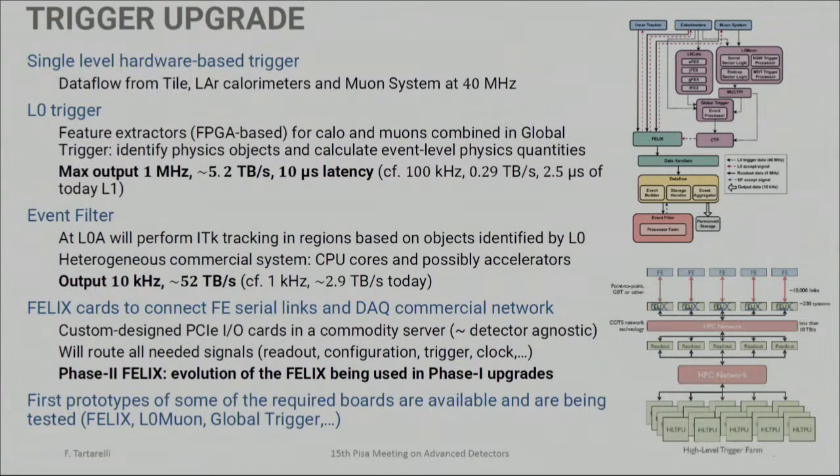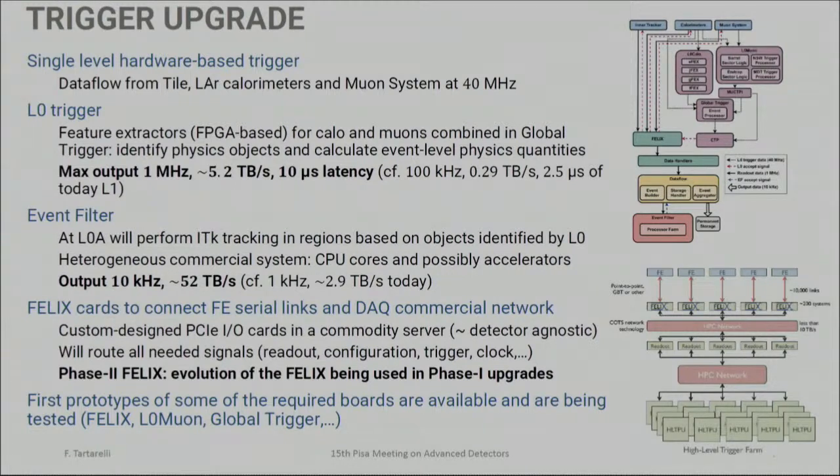And what is this trigger in Phase 2? This will be a single-level hardware-based trigger in which the data flow comes from the Tile, LAr calorimeters, and muon system at the LHC bunch frequency. This uses feature extractors for calorimetry and muons, which are then combined in a global trigger part to identify physics objects and calculate event-level physics quantities. The maximum output will be 1 megahertz with 10 microsecond latency.